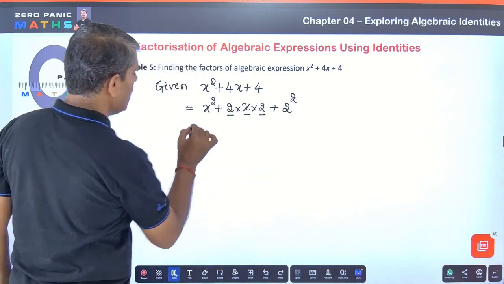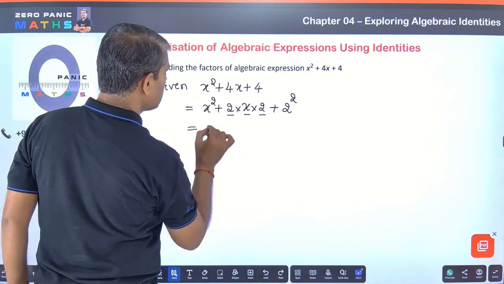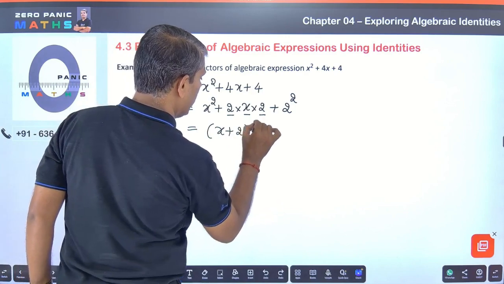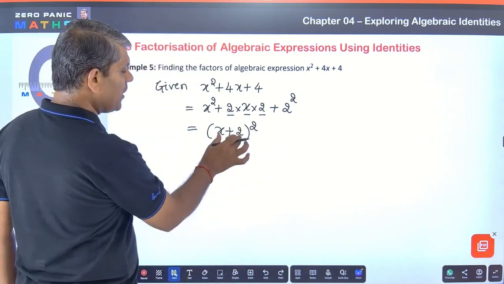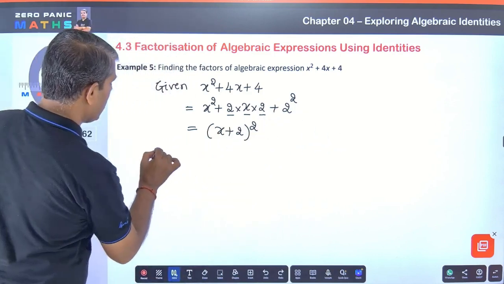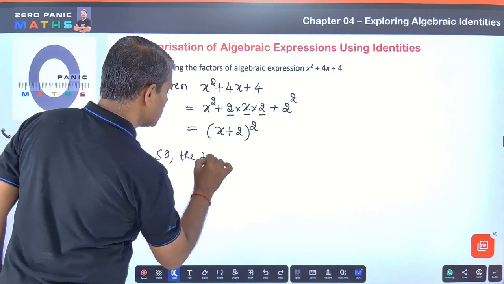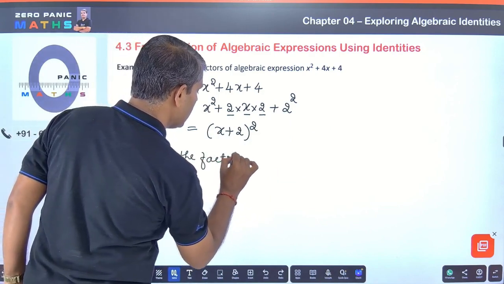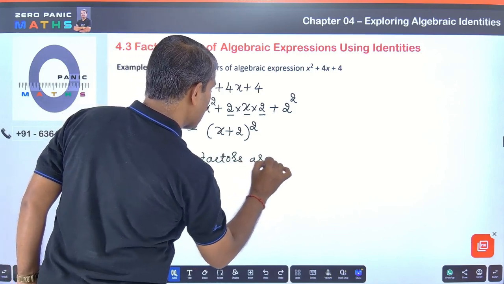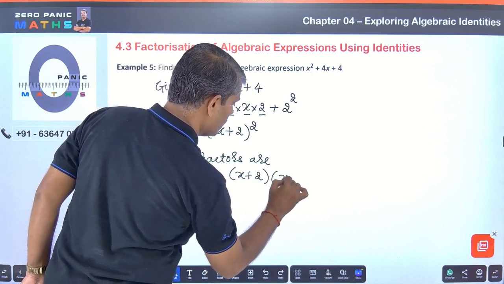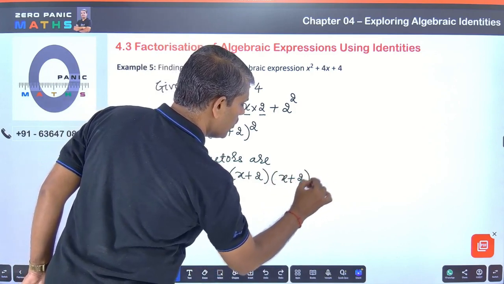Hope you understood this. So what is this now? According to the identity it is x plus 2 whole square. So the factors are x plus 2 and x plus 2. So you can write that. Or you can say there is only one factor which is appearing twice. Factors are x plus 2 and x plus 2. Hope you got this.